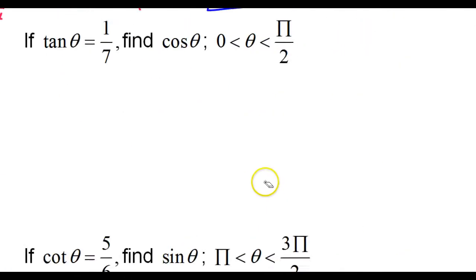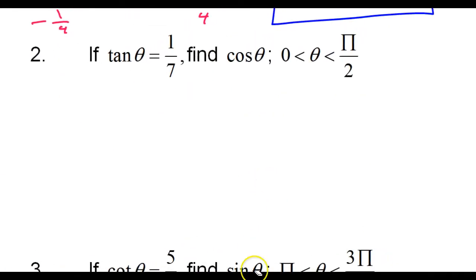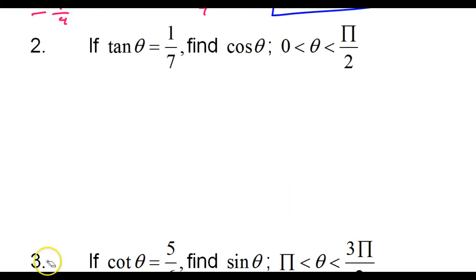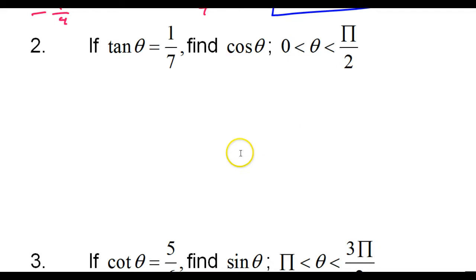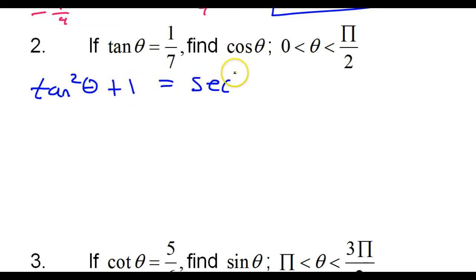Alright, let's look at one more example on this video. Let's take a look at number 2. Now, we're dealing with tangent now. So look back at your 3 Pythagorean identities. See how the middle one involves tangent? So let's look at that. Tangent squared theta plus 1 is equal to secant squared theta.